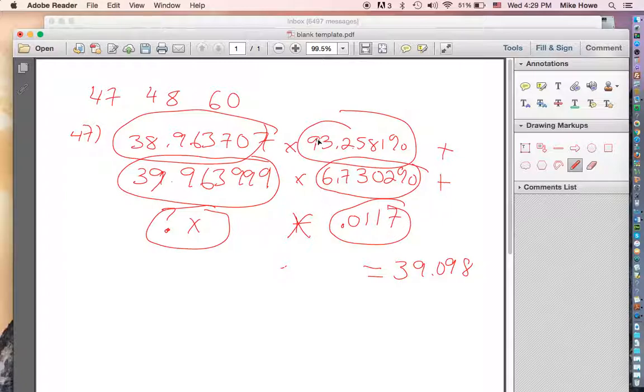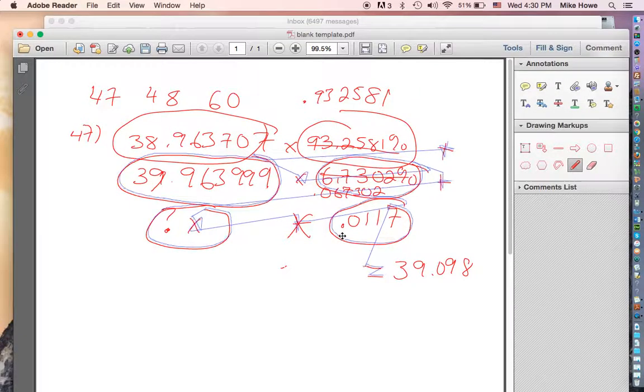So you would use 0.93258. Write that down. 0.93258 instead of 93.2581. And then you would use 0.067302 instead of 6.73. And then you would use 0.000117 here. So divide by 100 before you start, and then solve for x, and you'll have it.